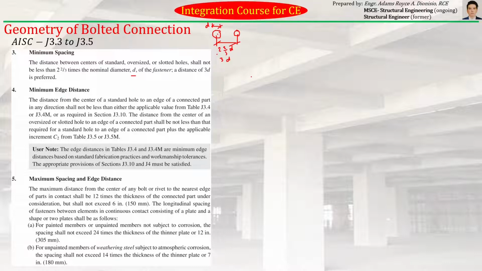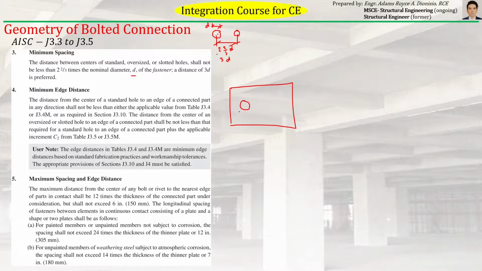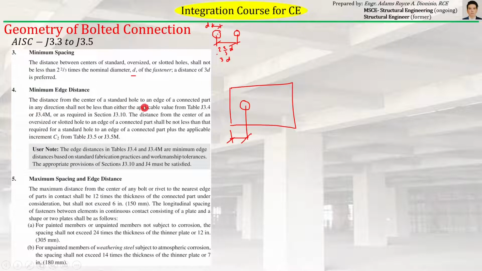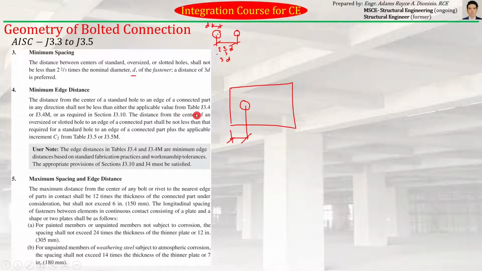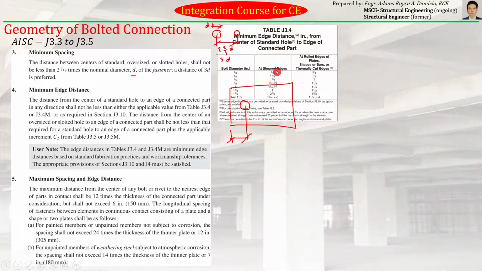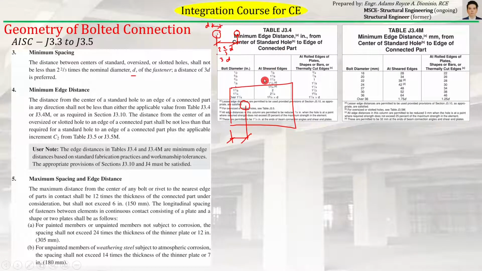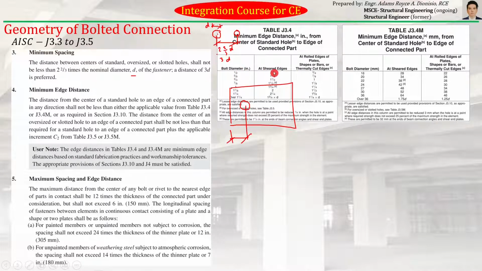Minimum edge distance, hindi rin naman pwede na kung meron kang connection na may bolt dyan, hindi pwedeng sobrang lapit ng distance na to from the edge of the plate. So according sa code, the distance from the center of a standard hole to an edge of a connected part in any direction shall not be less than either the applicable value from table J3.4, which is this, or J3.4M, which is this. So dito, nakalagay na yung corresponding minimum edge distance depende sa bolt diameter, tsaka depende kung at sheared edges siya or sa rolled edges. Okay.